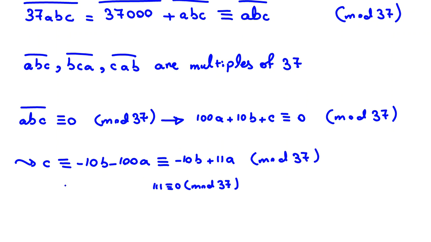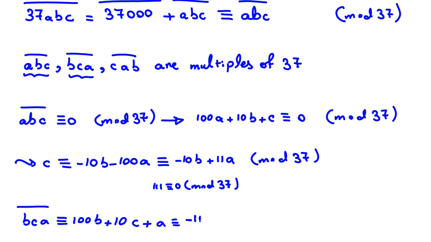Now if we check the next number, for example BCA. Suppose only ABC is a multiple of 37. I want to prove this one will also be a multiple of 37. Let's see why. BCA is 100B plus 10C plus A. As you can see, 100 is negative 11, because 111 is a multiple of 37. So it's negative 11B plus 10C plus A.